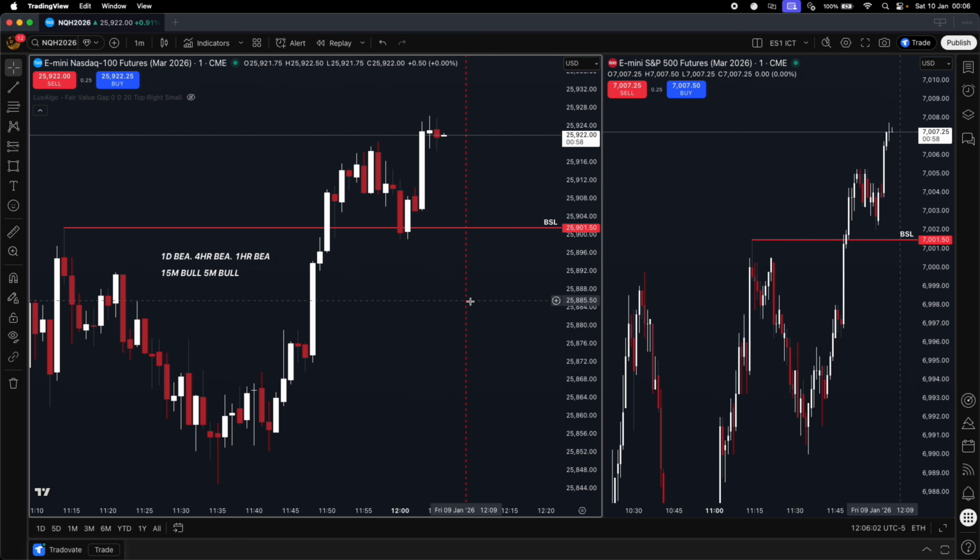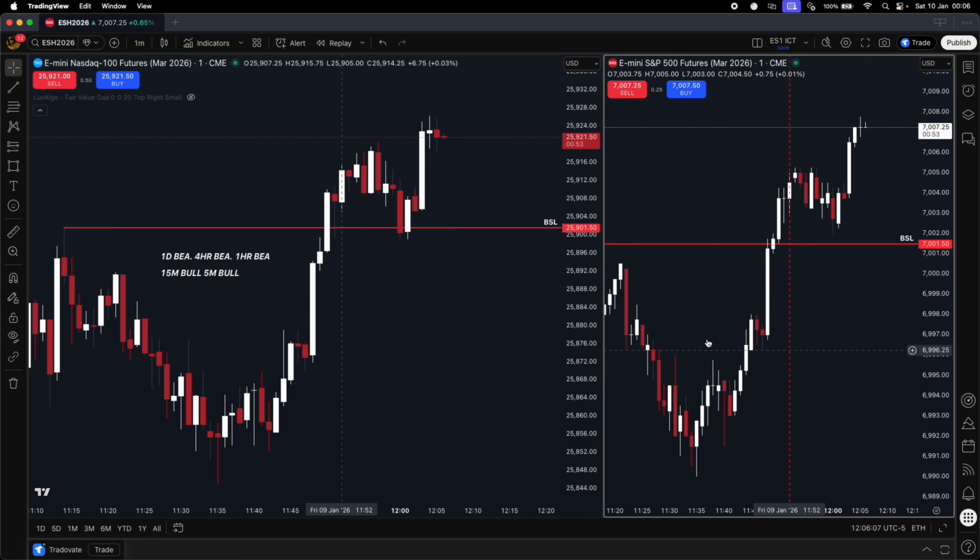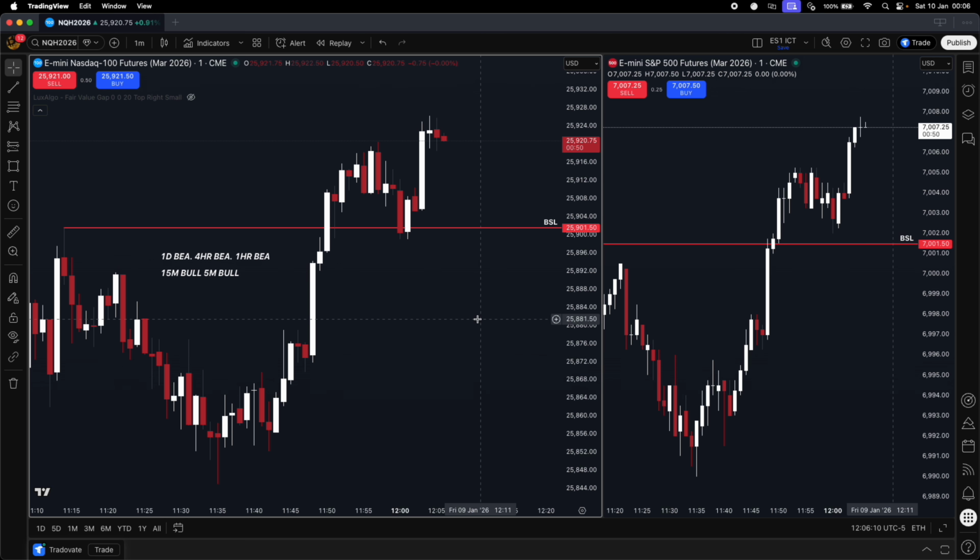Yeah, obviously if we shift lower as of now, that would be the classic unicorn model, but it's basically just a gap and a breaker block, sweeper liquidity, bearish bias, gap on both assets.